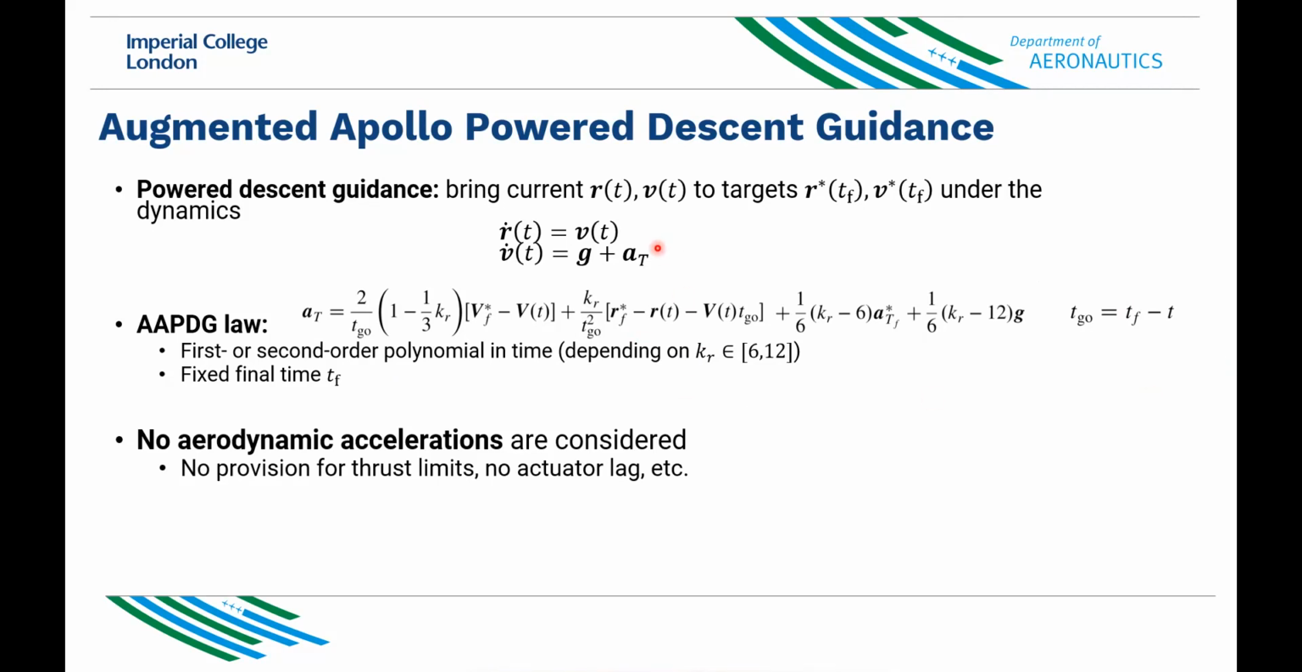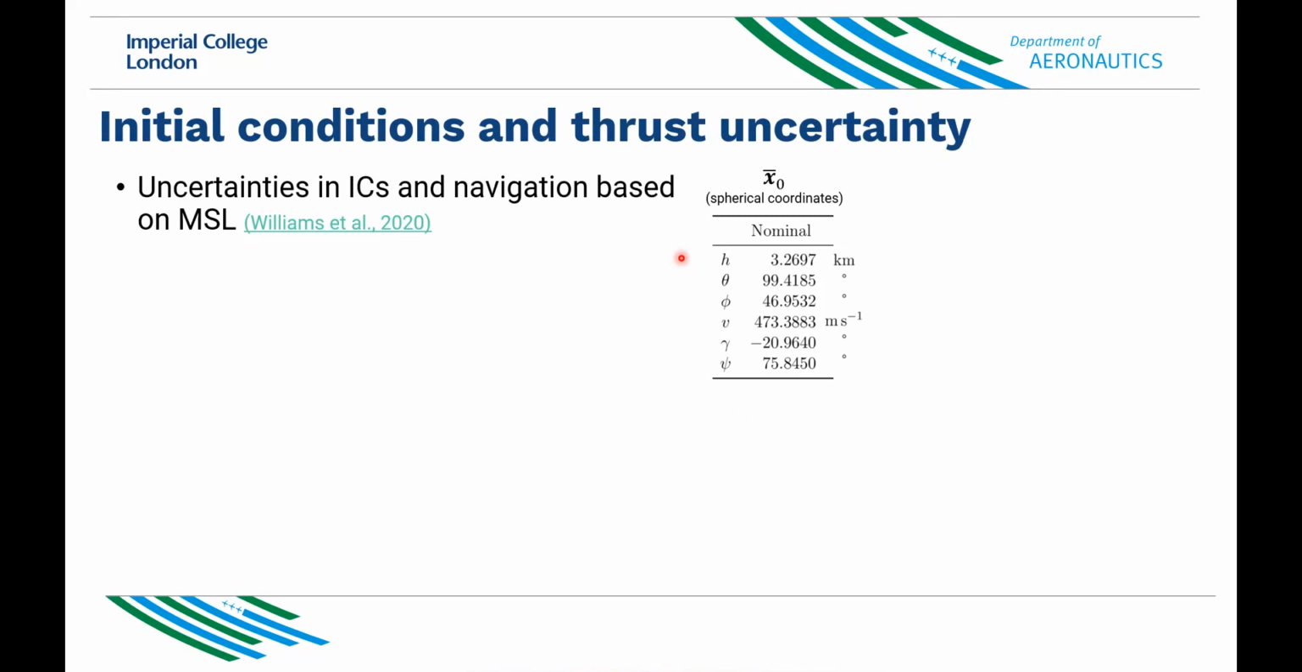As you can see, in the dynamics, there are no aerodynamic accelerations considered, and also there is no provision for introducing thrust limits or lag from actuators and other effects. Therefore, this is subject to dynamical uncertainty. We carried out an uncertainty analysis for this particular guidance law, in which we used uncertainties in initial conditions and navigation. So we assume that the state vector used by the guidance does not correspond to the true state, but is affected by stochastic errors, and also uncertainty in the thruster performance.